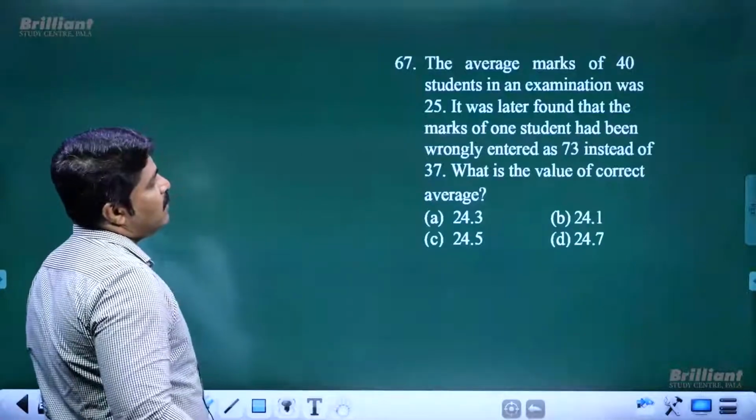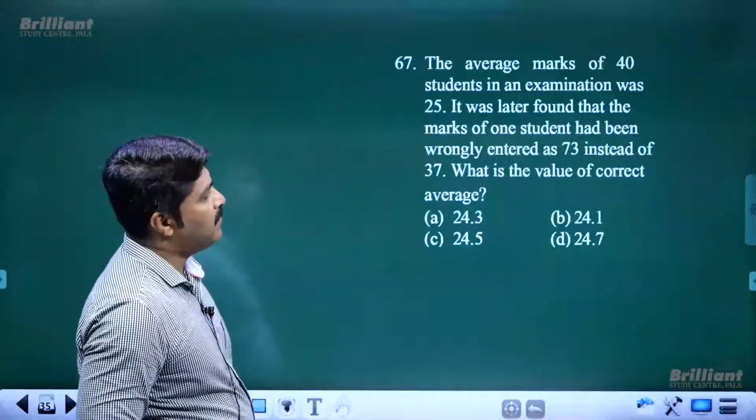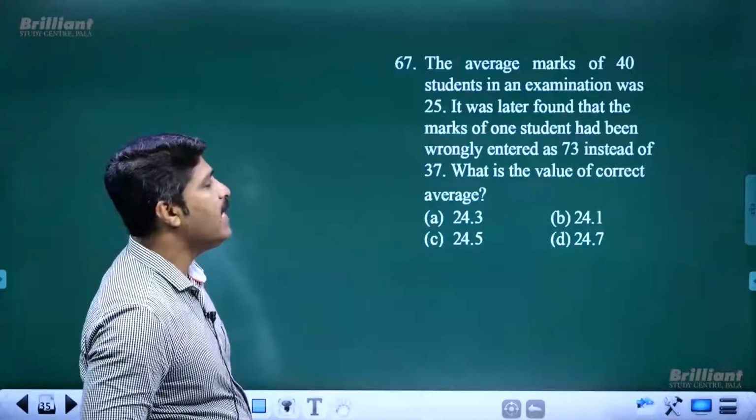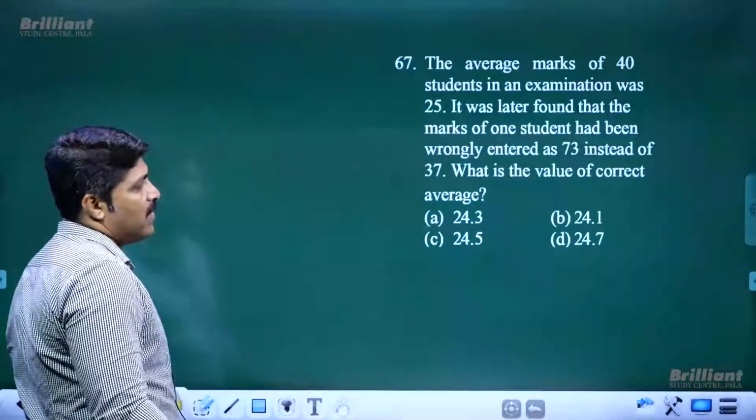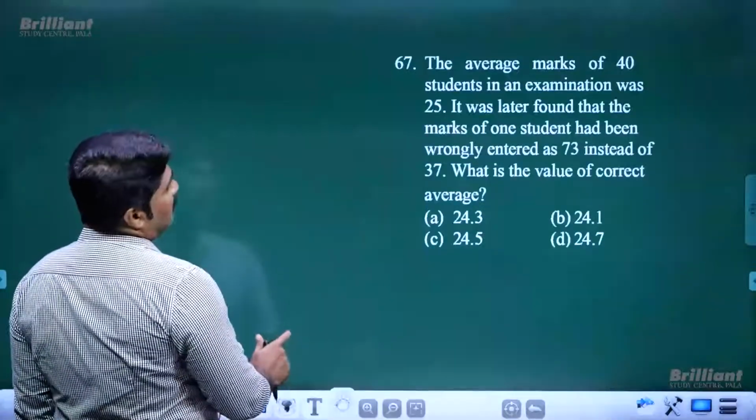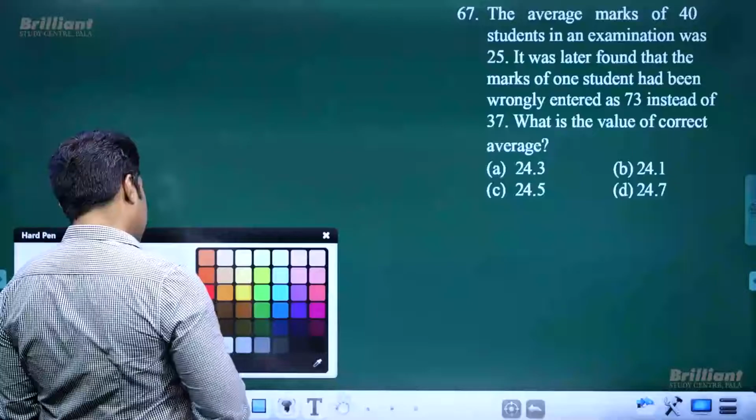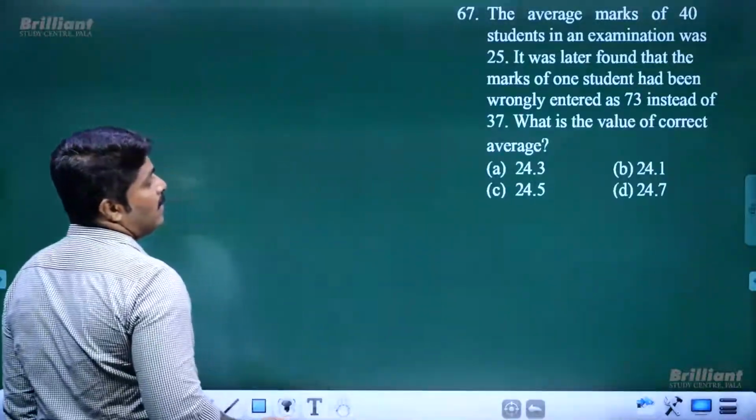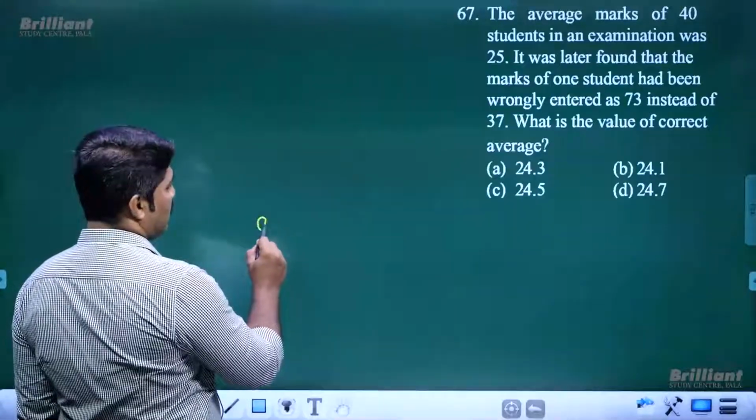The average marks of 40 students in an examination was 25. It was later found that the marks of one student had been wrongly entered as 73 instead of 37. What is the value of the correct average? So this is a frequently tested kind of question. So how can we find the new average or correct average?